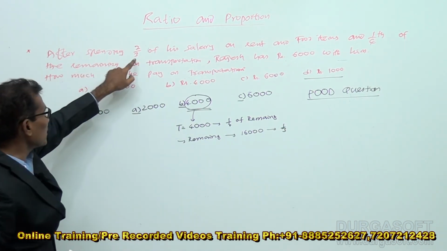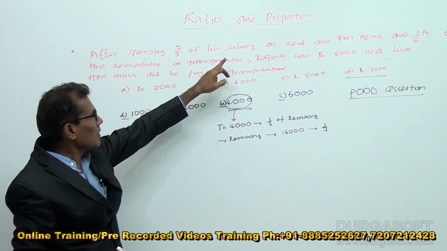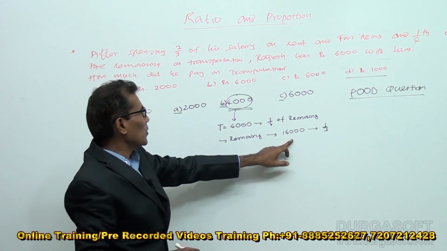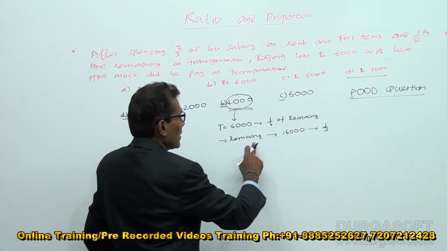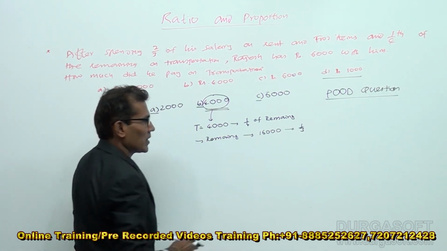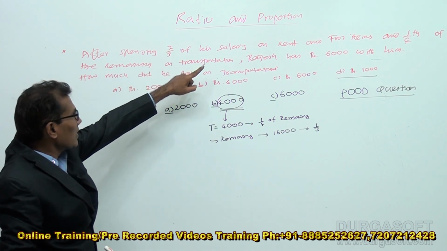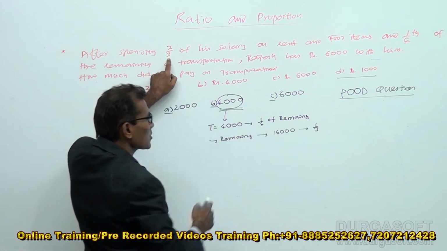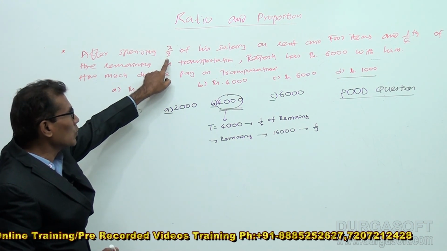Why? Because he spent 2/3 of the salary on rent. So after spending on rent, that is the remaining amount, and from the remaining amount 1/4 is spent. So here the remaining is 16,000, which is 1/3. He spent 2/3 of the salary on rent. Here 1/3 value is 16,000. Then what will be the 2/3 amount?